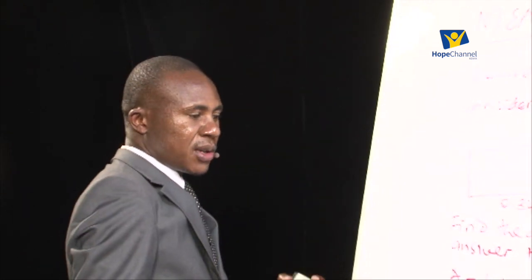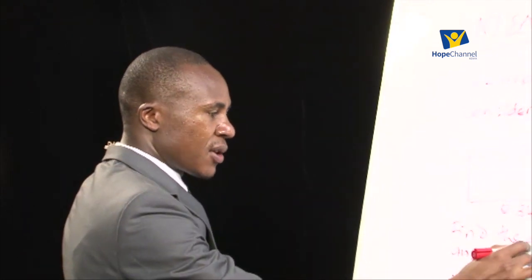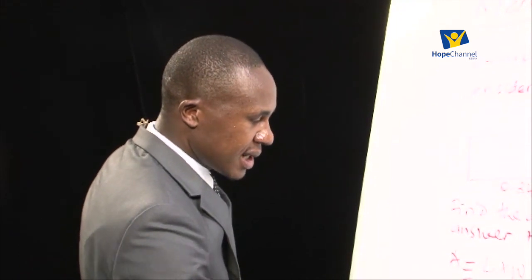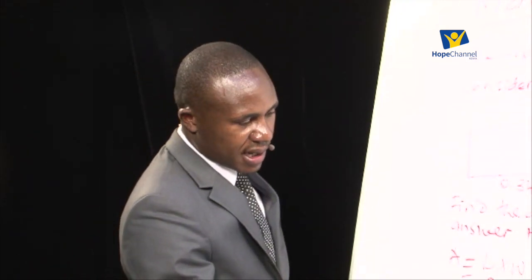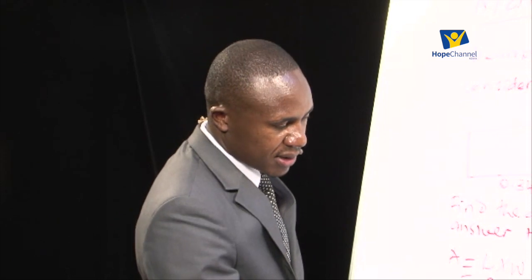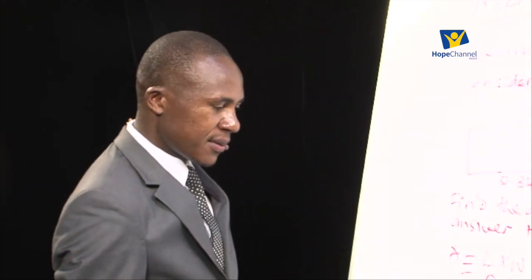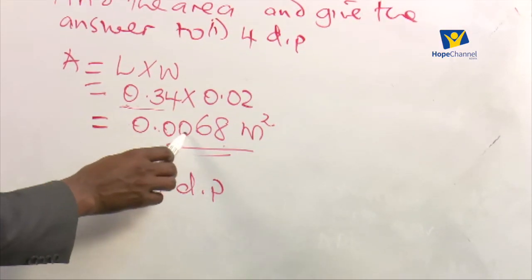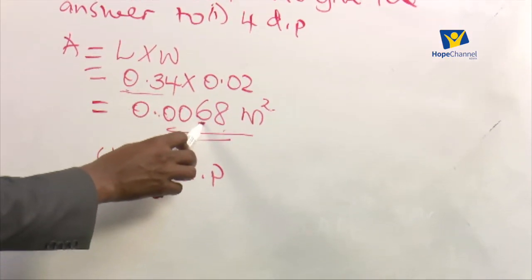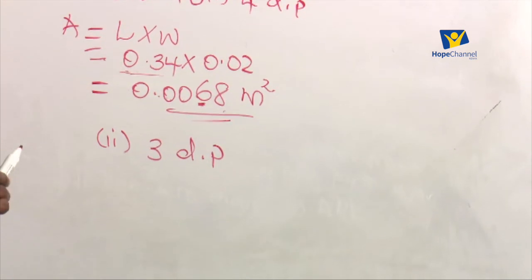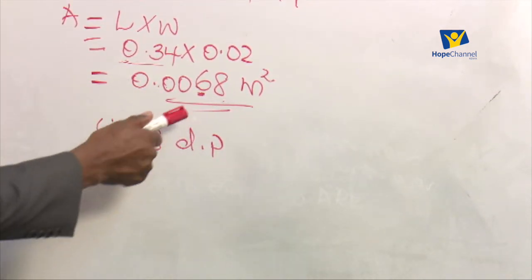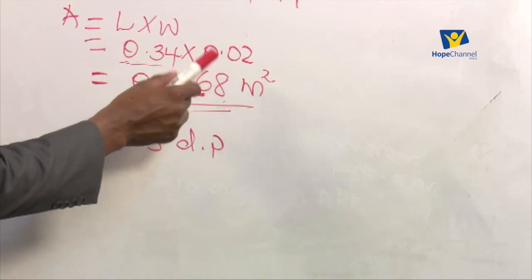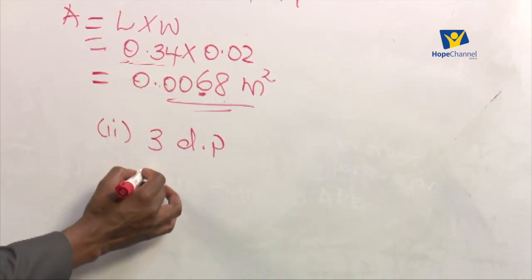Now suppose we were to give the answer, let that be Roman 2, to 3 decimal places. Already we know that the calculation gives 0.0068 to 4 decimal places. Now to 3 decimal places we shall count 1, 2, 3. So we stop at that. We consider the next one. If it is 5 or more, we add 1. This is 8. 8 is more than 5. So we shall add a 1 to the 6. We get 7.